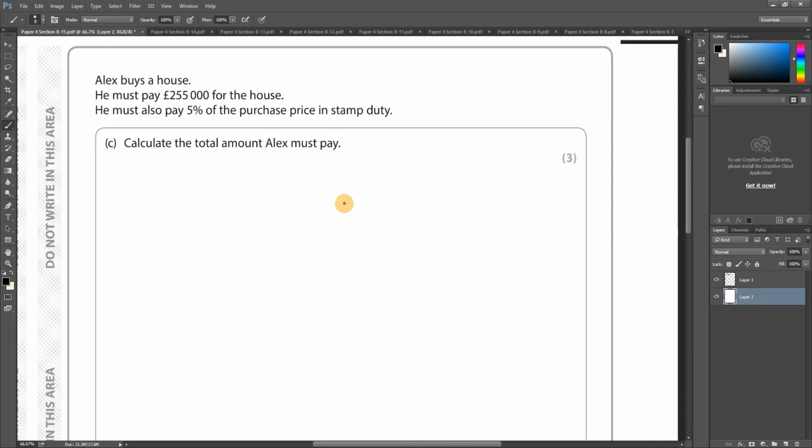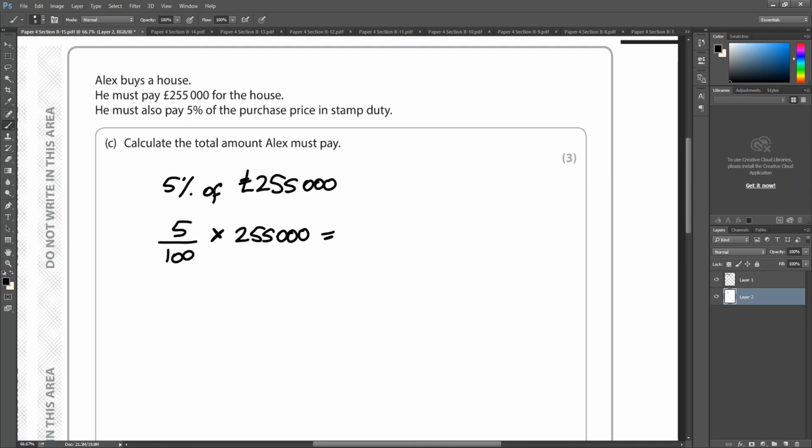Okay, so part C, this is the last question for the paper. Alex buys a house. He must pay £255,000 for the house. He must also pay 5% of the purchase price in stamp duty. Calculate the total amount Alex must pay. Right, so we need 5% of 255,000. You do literally what it says.